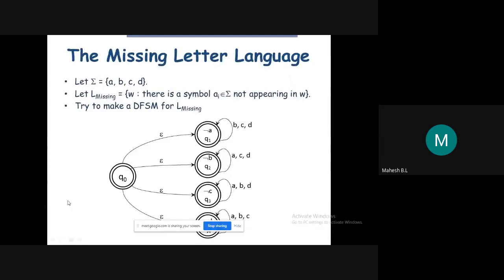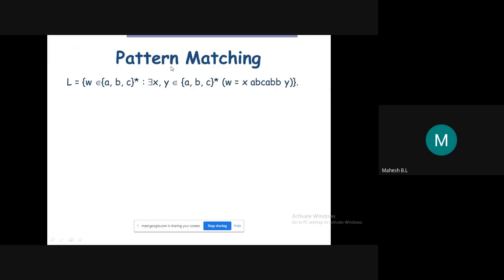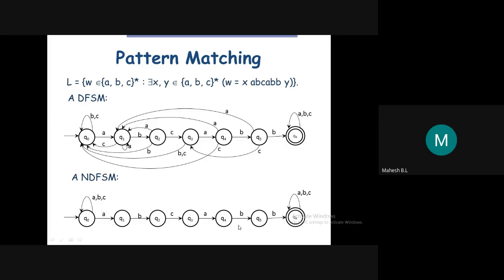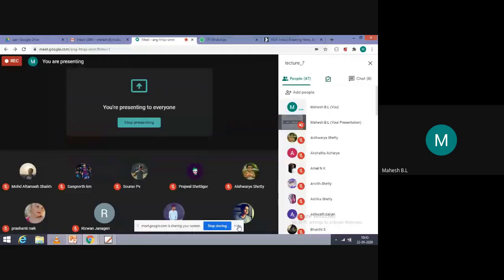So we discussed this example for the missing letter language. Next, we are going to discuss pattern matching. See here, the language is over the alphabet {a, b, c}, where abcabb should be a substring. So here, this is the DFSM. See how complicated it is. But if I write the NDFSM, see how much simpler it is.